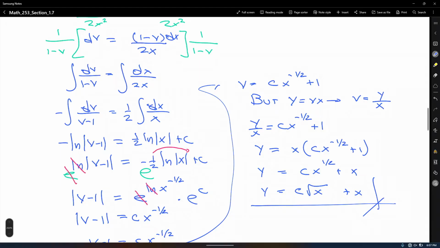I wonder if... oh no, never mind. So I thought I made a sign mistake. No, I don't think so. Okay, so that was one homogeneous equation.